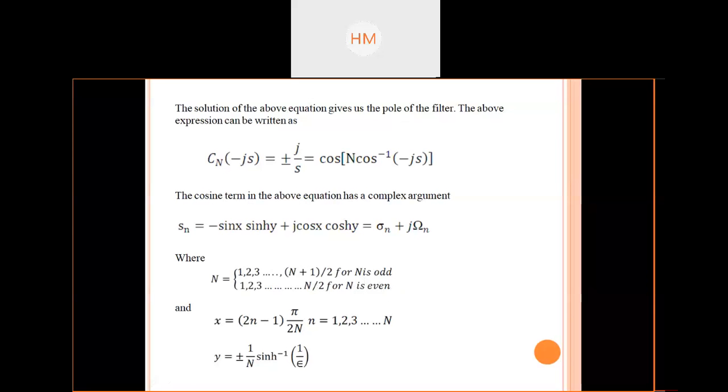See, this is small n, not the capital N. Okay, students? Here, write down small n. This is small n, not capital N, because we are representing n. Small n is equal to 1, 2, 3 up to n plus 1 by 2 for capital N odd, and for capital N even. This is small n, where small n is given by this, and x is equal to (2n minus 1) pi by 2N, and y is given by this. Finished.